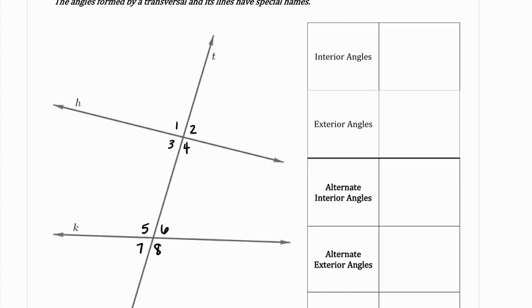And then the first thing we want to look at is the difference between interior and exterior angles. When I talk about interior angles versus exterior angles, I'm looking at the interior of my two lines. So if I'm looking at line H and line K, the interior of those lines would be here, and then the exterior would be out here and out here. That's what I mean by interior and exterior: inside those two lines or outside those two lines.